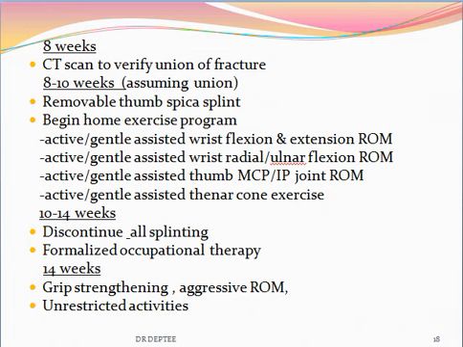After 8th week, again do a CT scan and confirm the union of the fracture. Then after 8th week, same exercise protocol will be followed with all the exercises like wrist flexion extension, gentle exercises to thumb, wrist, thenar muscle strengthening. Then after 10 weeks to 14 weeks, discontinue all splints, formalized occupational therapy. After 14 weeks, start off with grip strengthening and aggressive range of motion exercises. All the functional activities will be given after 14th week. This is how we will manage a scaphoid fracture.